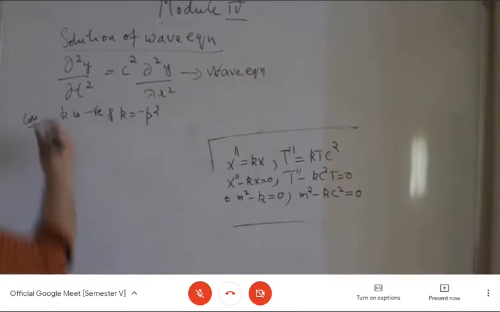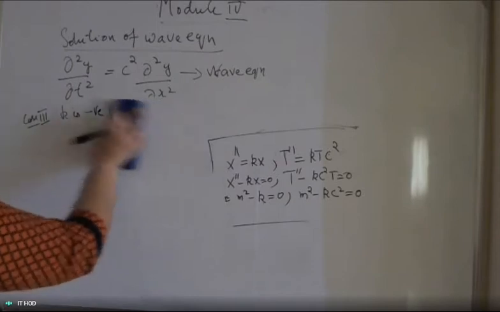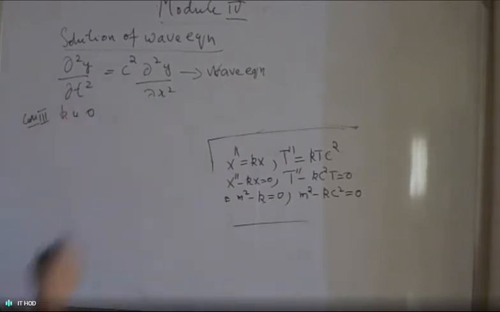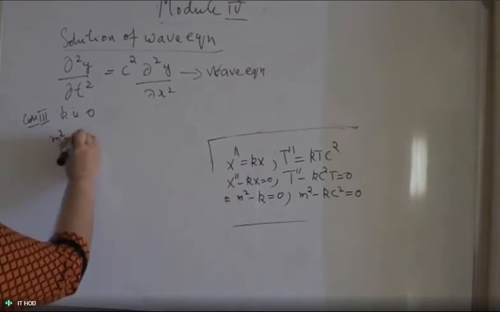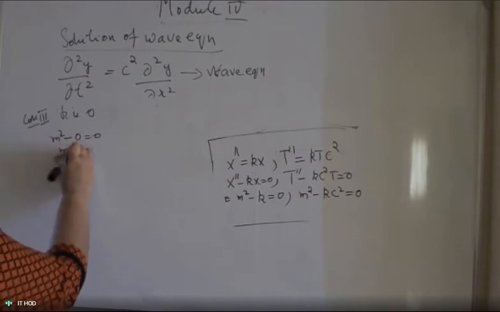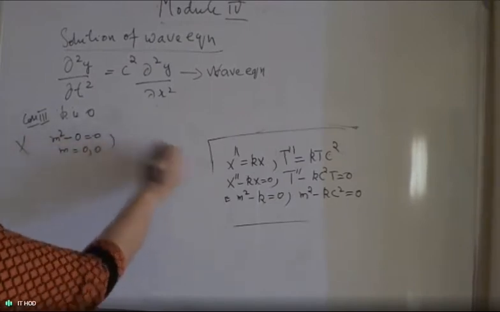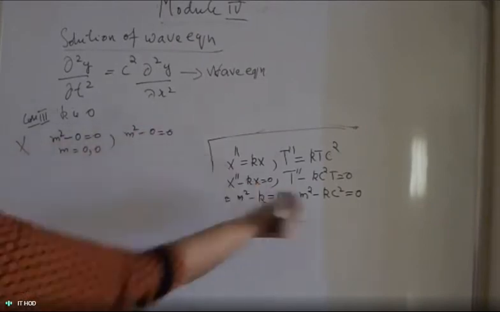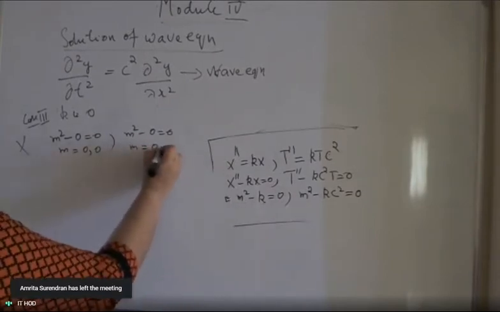So case 3. Case 3 is k is equal to 0. That means we are going to get m square minus 0 is equal to 0. So m is equal to two solutions, 0, 0. This is for x. And for t, what happens? M square again minus 0 equal to 0 because k we are taking as 0. Here k is 0. M is 0, 0.